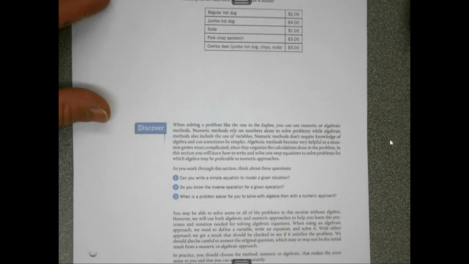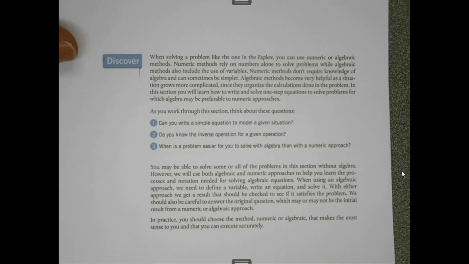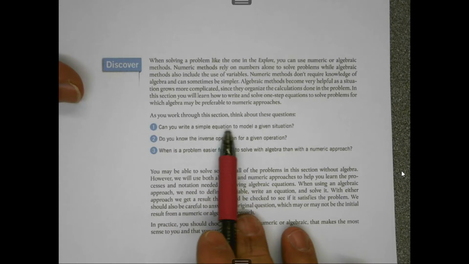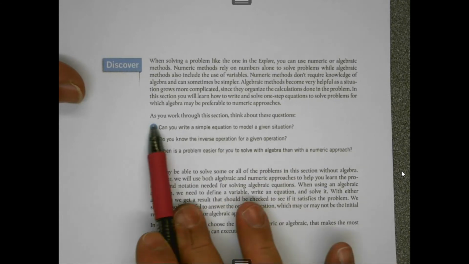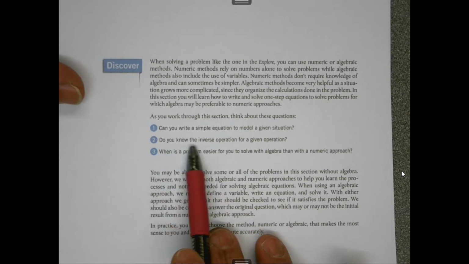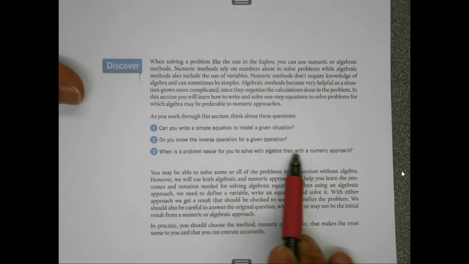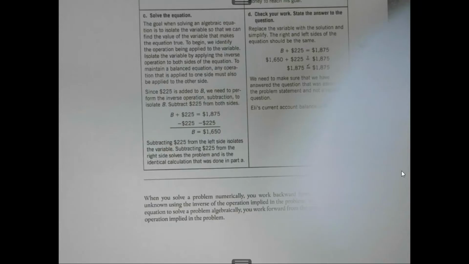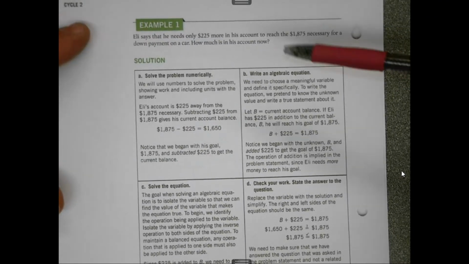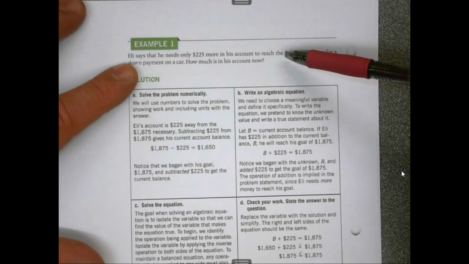I usually don't go over these first couple pages, but what you have to do is actually make a model of the simple equation and then pretty much just solve it. So we're going to go over it. And they did an example here. Again, a very simple one-step equation.